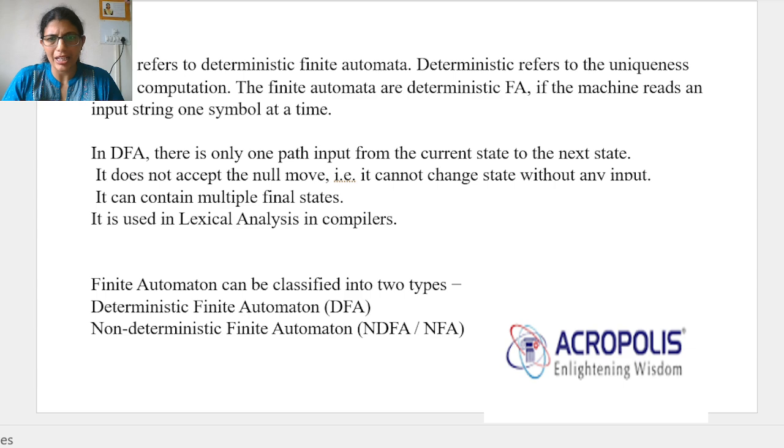As I have already told you in the beginning, DFA can be used as an acceptor or translator. If it is accepting or rejecting, then we say that the finite automata is an acceptor. And we can classify it into two types: deterministic finite automata and non-deterministic finite automata.